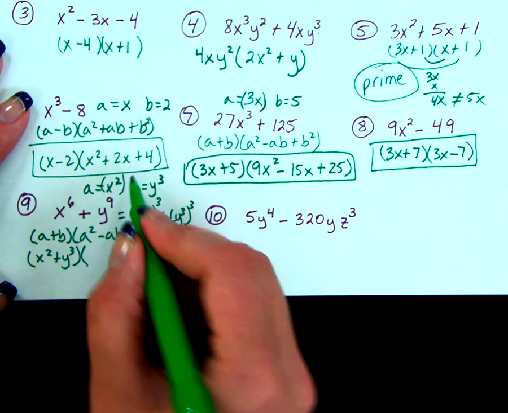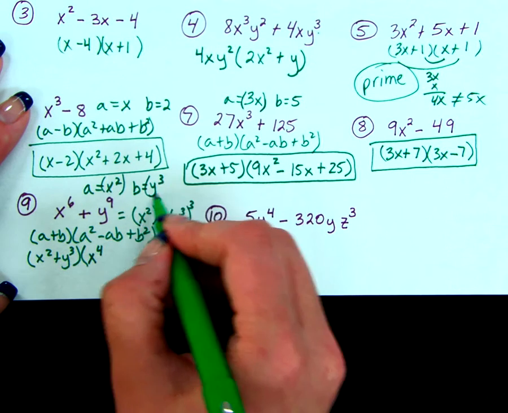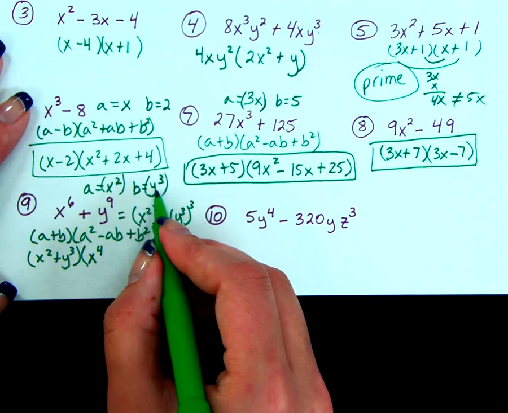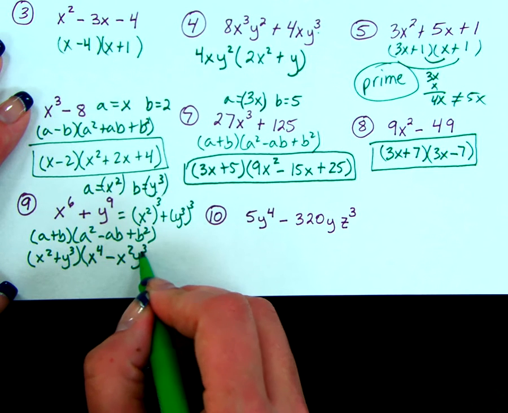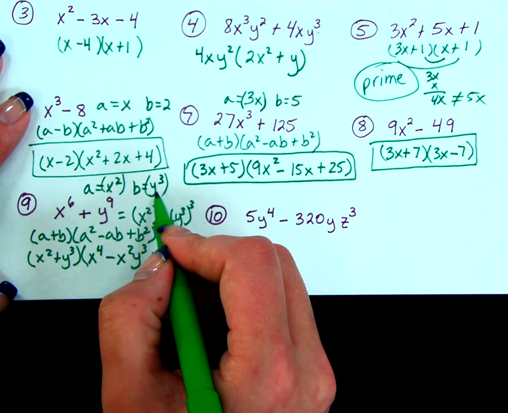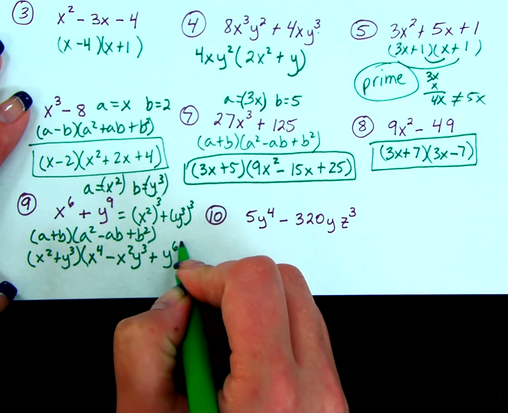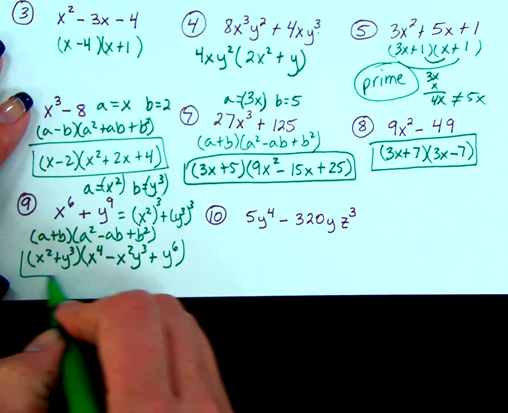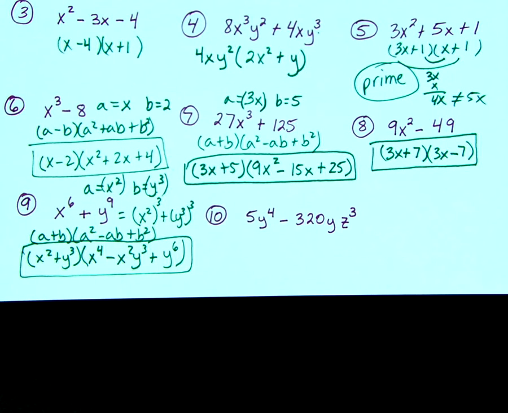And in the second group, so again, we're squaring this whole thing. So x squared squared is going to be x to the fourth. And then here we're taking x squared times y cubed. So that's just going to be x squared y cubed. And again, we're squaring this whole group. So y cubed squared is going to be y to the 6th power. And there's nothing else that we can do to keep factoring. So that's just going to be our final answer.